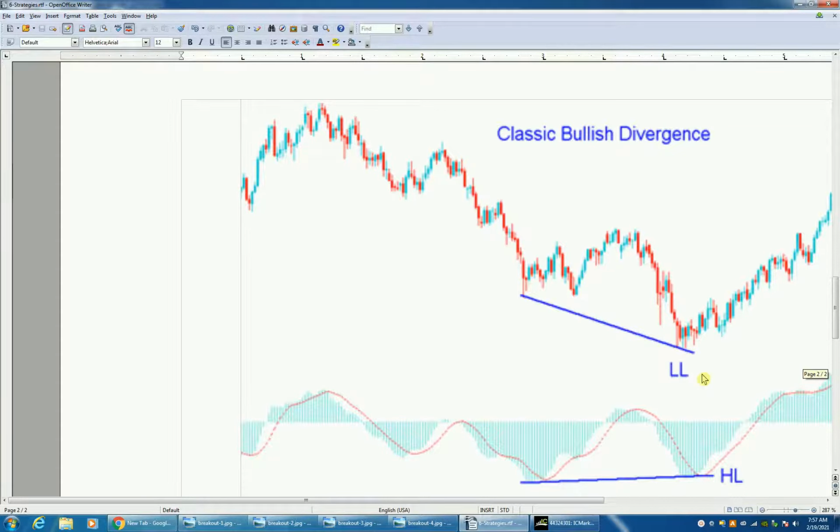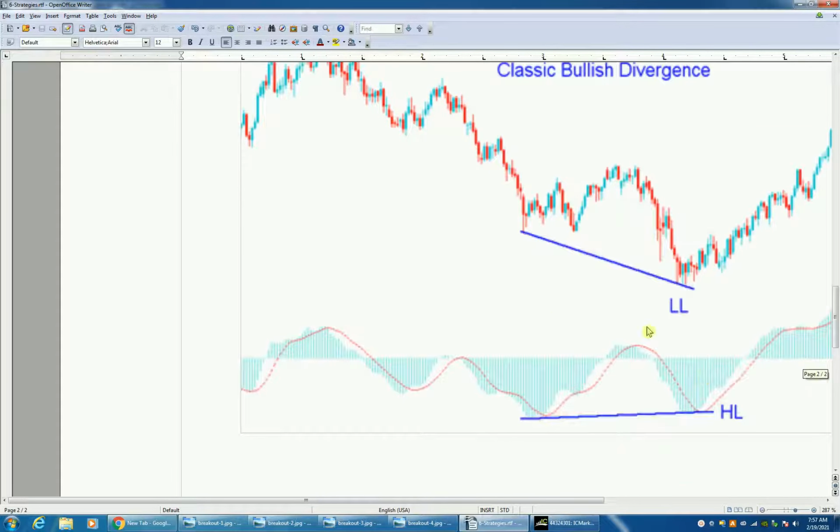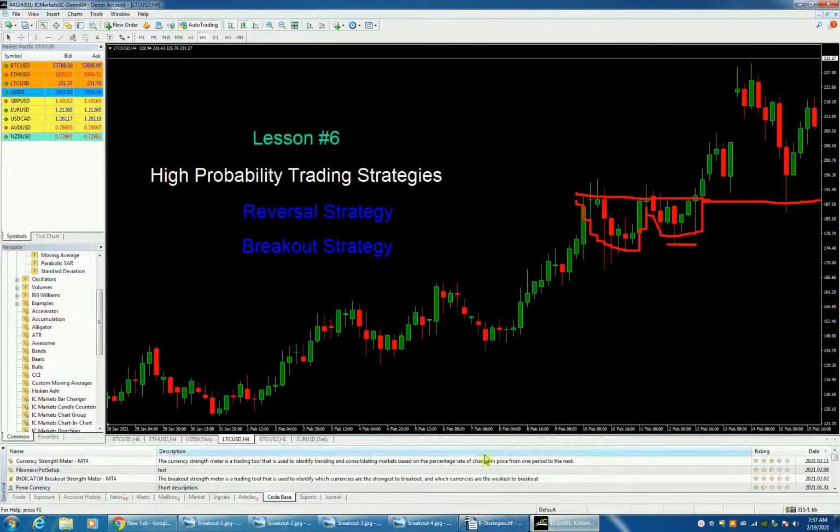All right, let's look at this classic bullish divergence strategy, where you can clearly see in the chart that the price is going down. You see the blue line, there is a bottom, and then you go to a lower bottom, lower lows. Now what's happening with the indicator? It's making higher highs. Okay, we're going to go into the chart and take a look at it right now.